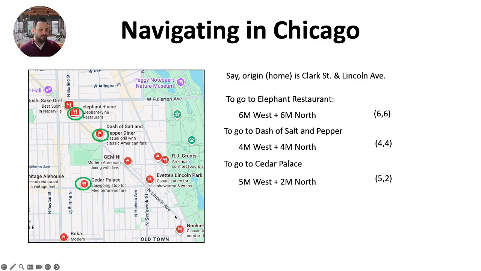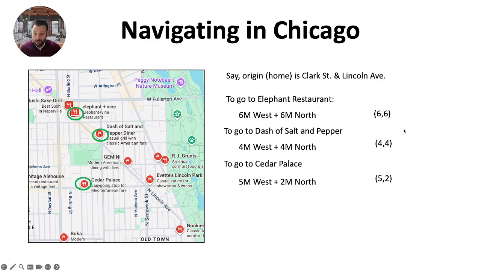And if we are using the standard basis, we can describe, of course, I made up these numbers. They're not exactly 6 miles west and 6 miles north, but just hang on with me. I'm trying to prove a point. So all of these points, all of these restaurants, you can go with 6 miles west and then 6 miles north. Similarly, you can go to Dash of Salt and Pepper by 4 miles west and 4 miles north, and similarly you can go to Cedar Palace by 5 miles west and 2 miles north.